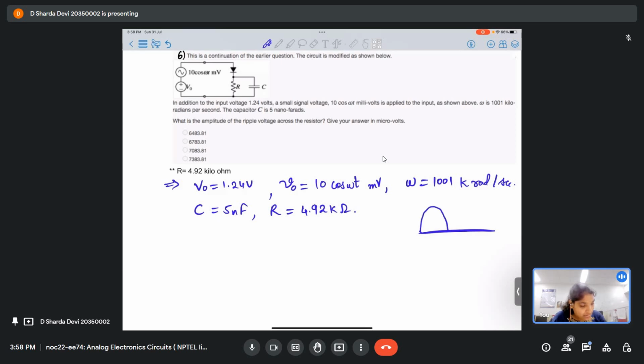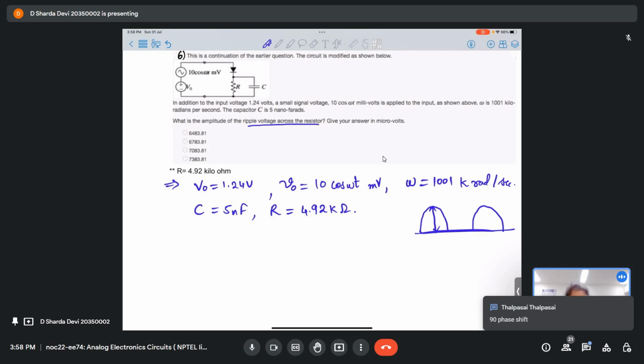So how will the output waveform look? This is how it will look, right? What we have to find out is the amplitude of this ripple voltage across the resistor. So this peak, we have to find out the value of this peak across this resistor.